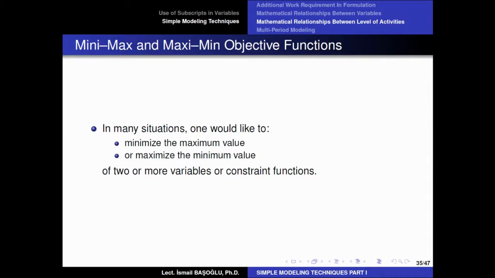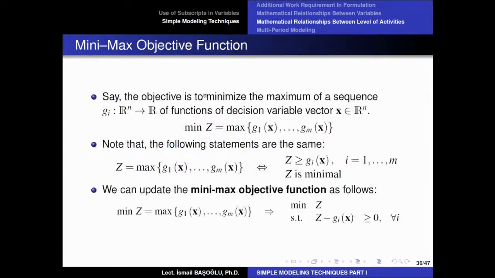So this minimax or maximin situation can be between two or more variables or constraint functions. And in the next practice, we are going to see such a situation. But before that, let's try to understand this concept in mathematical form. So how is a minimax objective function defined?